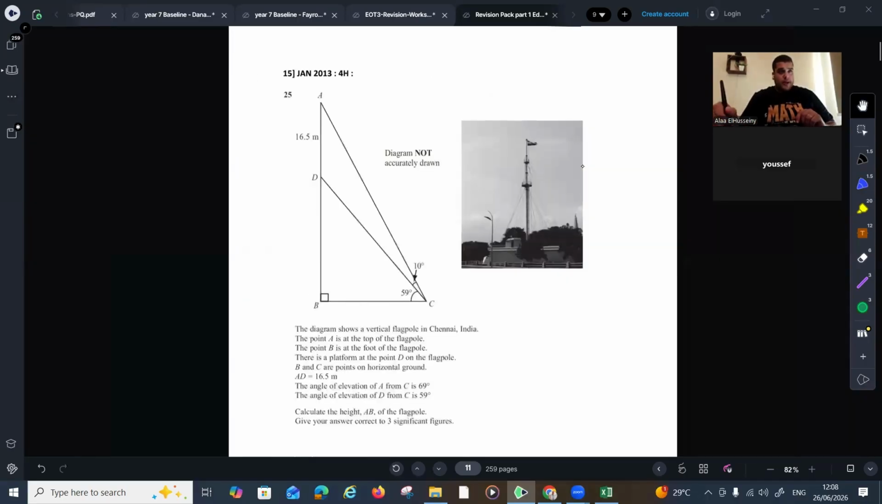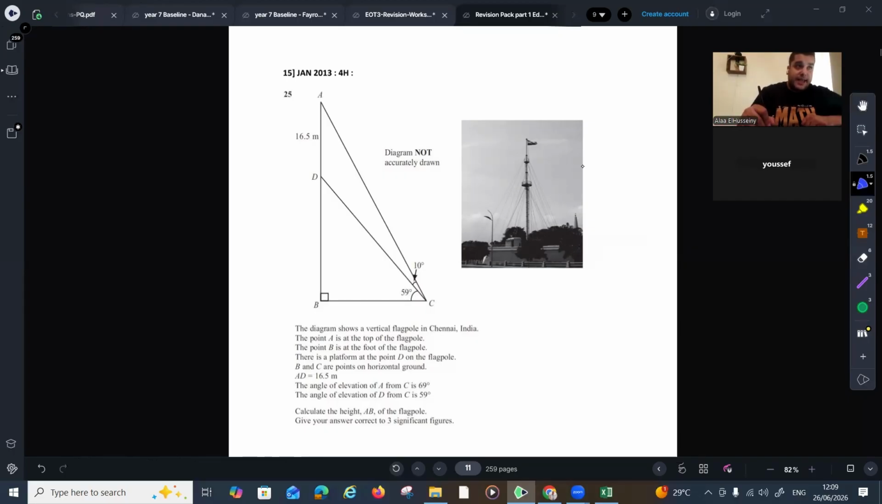Okay, here we need to get the height AB of the flagpole. Correct to 3 significant figures. So what can we see? We can see 2 right angle triangles. One smaller, which is the BCD, and one bigger, which is A, B, C, and D. And we need to get the length of AB. We have only the AD and we have the BD. But we don't have much information. We have only one piece of information, which is the 16.5. So what do we do?